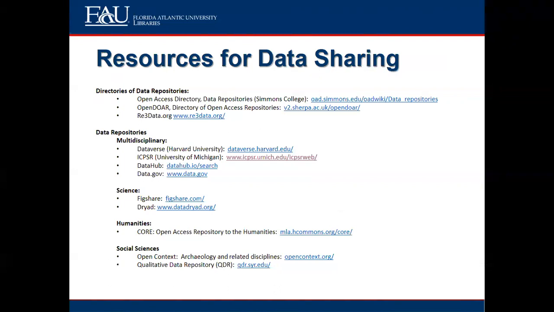Then I provide some data repositories, like multidisciplinary ones that are out there, science, humanities, and then the social sciences. Now there's a lot more out there. These are just a few. Data repositories can also be within a particular discipline. There's one, I think, specifically for anthropology in the social sciences. So you can take a look to see if there's a discipline-specific repository that's out there.